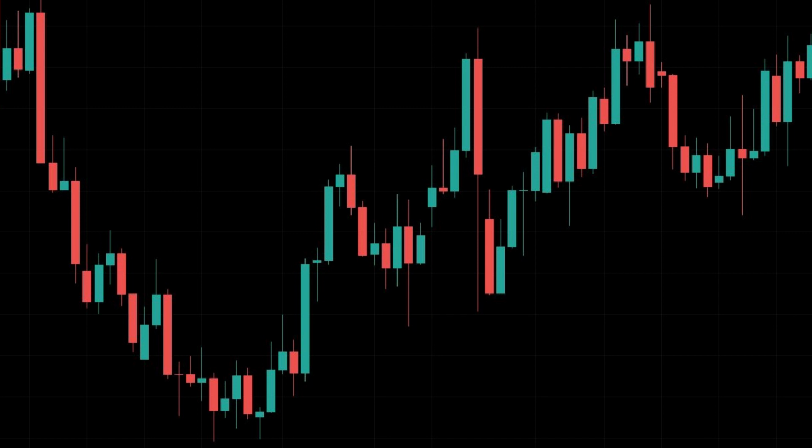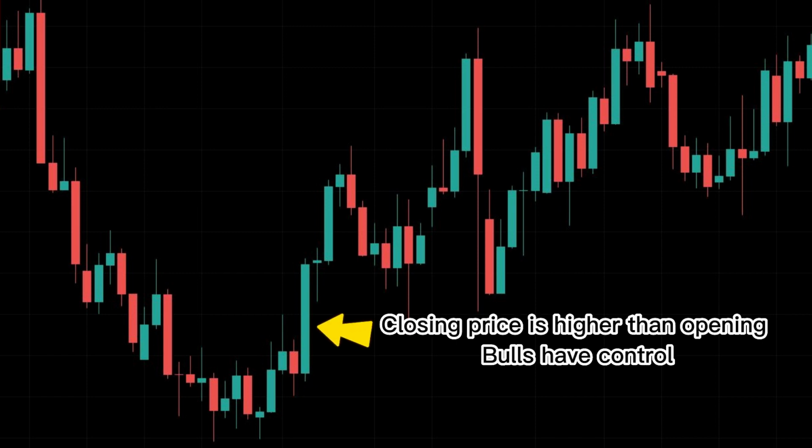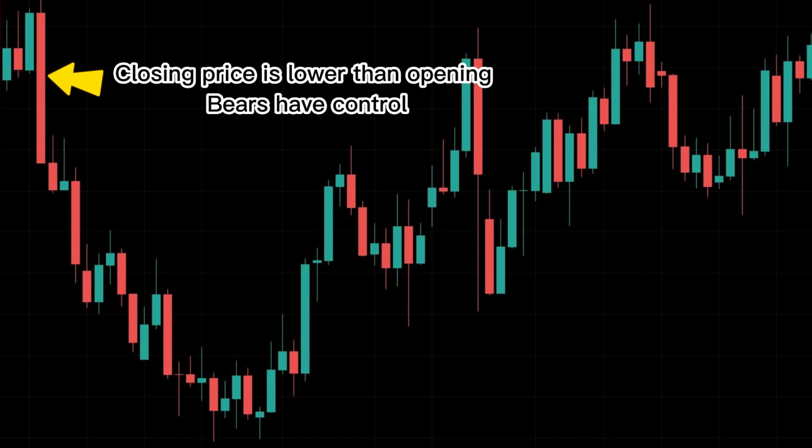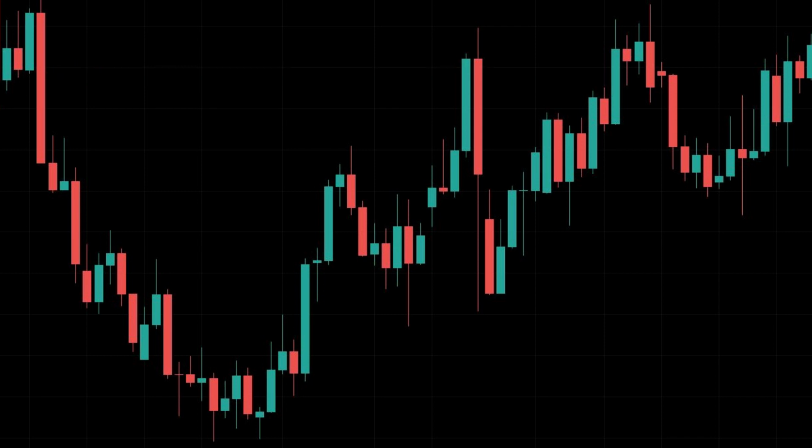The color of the body can tell us whether the asset's price went up or down over the given time period. When the closing price is higher than the opening price, the body is typically green or white, indicating a bullish trend. When the closing price is lower than the opening price, the body is typically red or black, indicating a bearish trend. The length of the upper wick can provide valuable information about the strength of the bullish trend.